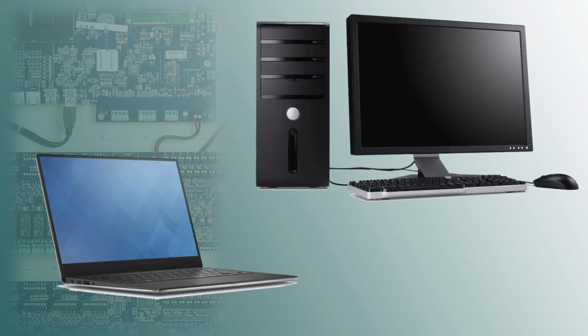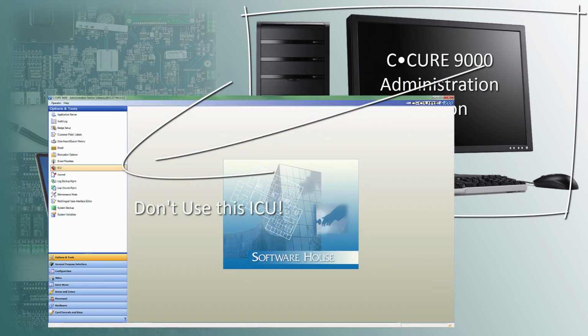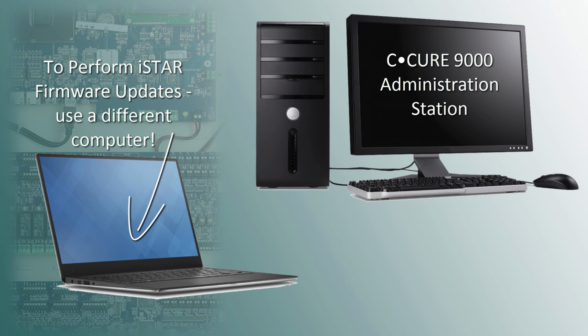Another important tip to follow when performing firmware updates on an Ultra or Ultra SE controller is as follows. When performing the update and utilizing the ICU, the update should be completed on a different computer than the ICU resident on the Secure 9000 administration station. Both the ICU and Secure 9000 need to utilize Lite TPD to perform a firmware download. They will interfere with each other's download settings, resulting in a failure when used on the same computer.